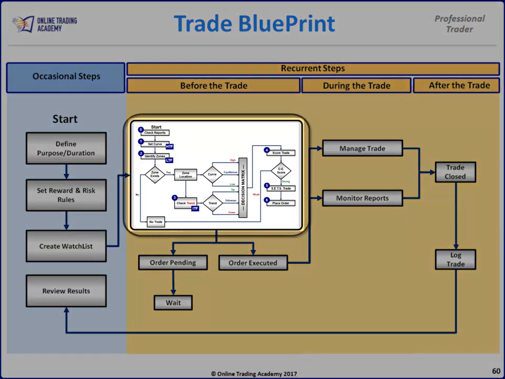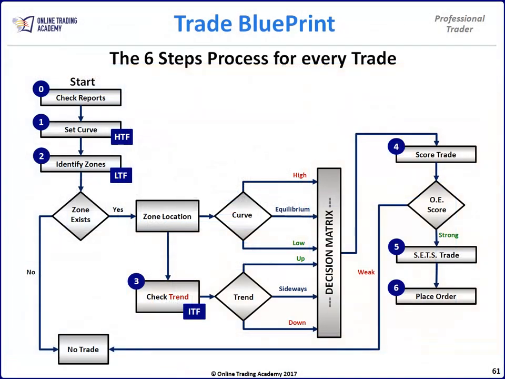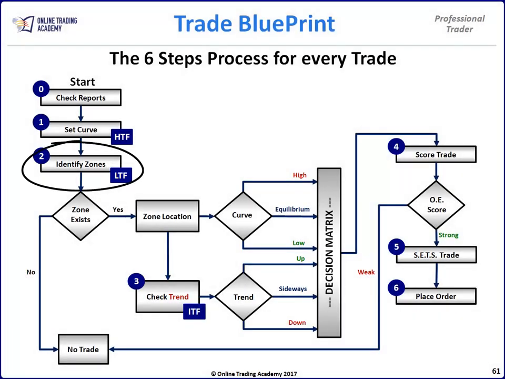Let's take a look deeper into the 6 steps we take before the trade. We're going to start out by checking any reports coming out for that day, any economic news announcements, earnings reports. Hey, maybe the president's speaking, maybe there's a Fed announcement. We want to be aware of all of these announcements coming out that could affect price. We're going to begin by setting our curve, and we do so on the higher time frame. From there, we will go to our lower time frame to identify our zones.